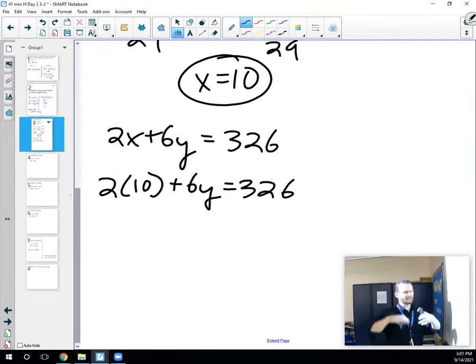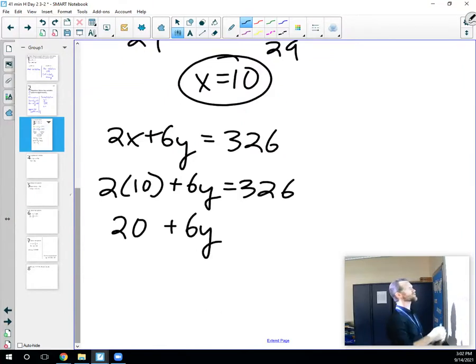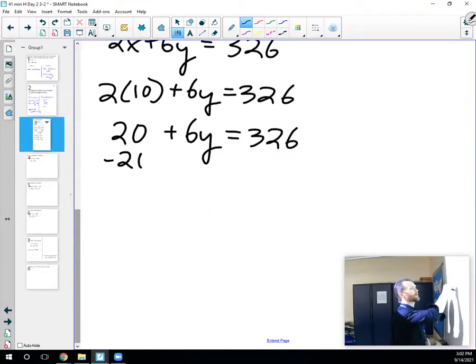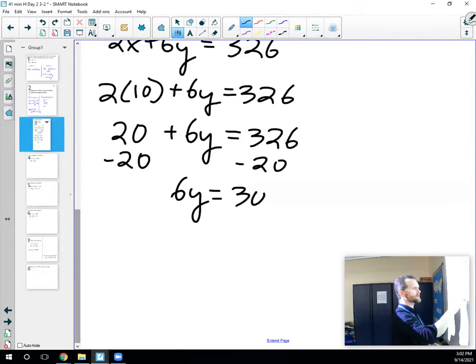If you can skip some of these steps, that's a good thing, ladies and gentlemen. I'm just going to show all my work. 2 times 10 is, excuse me, 2 times 10 is 20. That's what I get for trying to think and talk at the same time. Equals 326. And two-step equation, take away 20 from both sides. We get 6y equals 306.